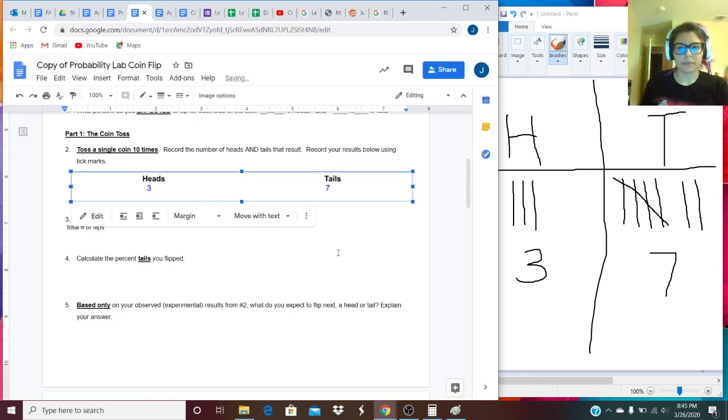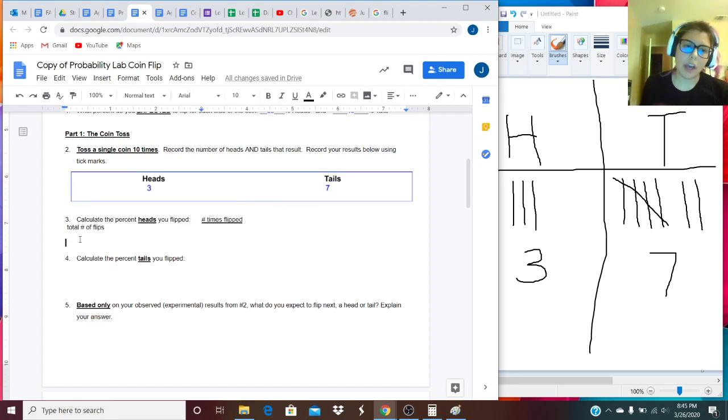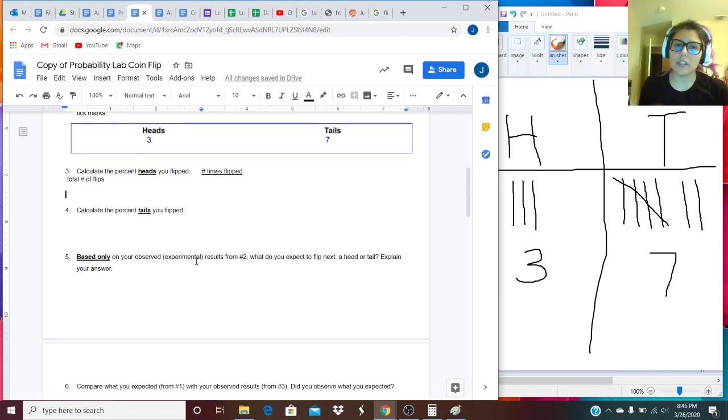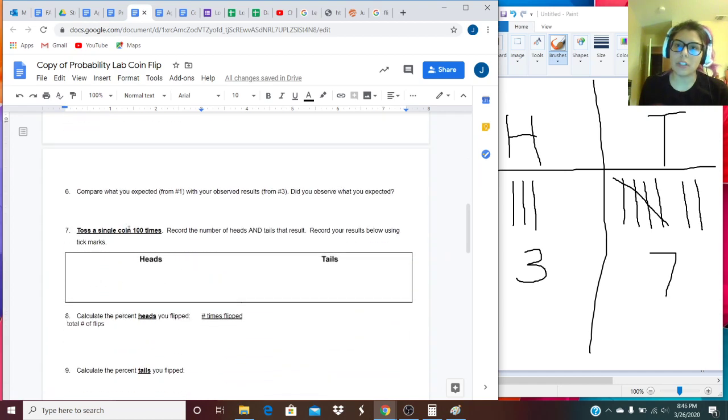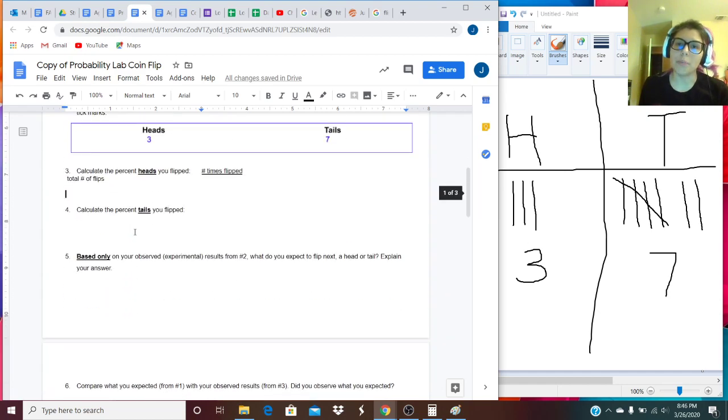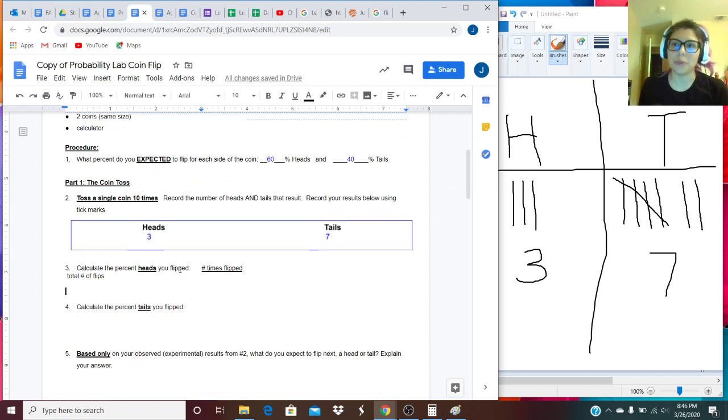All right, so that's how you're going to keep track or record your results. So if you have a piece of paper and a pen, it should be easy to do the tick marks. If you want to count in your heads, that's fine too. I suggest doing the tally marks because further down the road, you're going to have to do this 100 times. That's going to be a lot of remembering how many times you flipped for what.